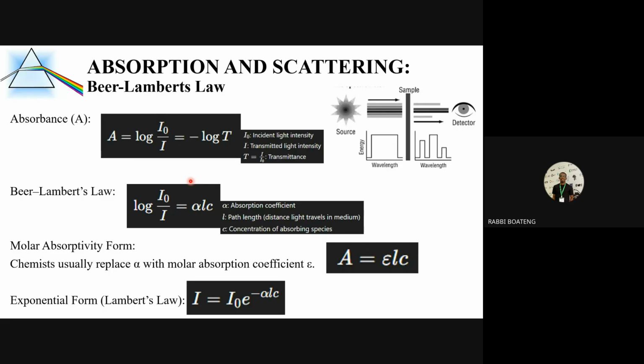And if I want to find the transmittance, the only thing I have to do is to divide the I over the I naught. And I'm good. Is that okay? Because the transmitted light is going to be 2 over the 5, and I'll get my answer.